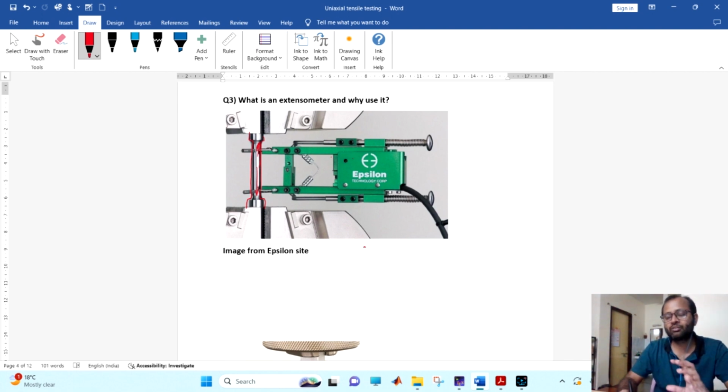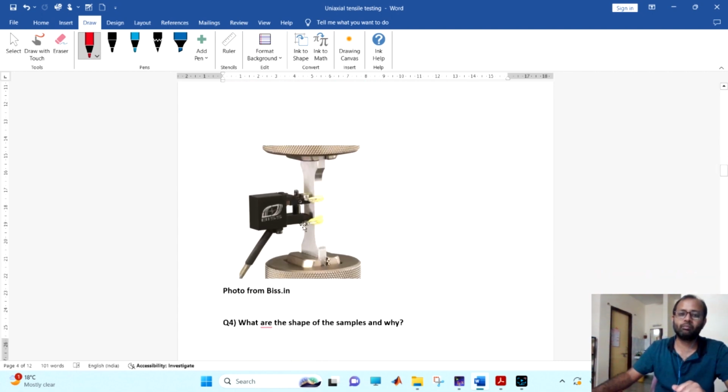The play between the screw and the crosshead will not count here. Whether it is due to the screw driven or the hydraulic driven, or any gap in the hole while putting these fixtures, nothing will affect it, because this strain rosette is directly put on the specimen. So that's the benefit of this extensometer. This is an Epsilon company extensometer, and this is a BIS company extensometer.